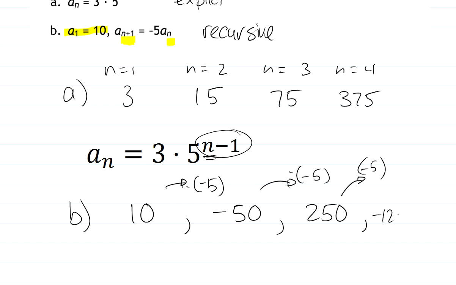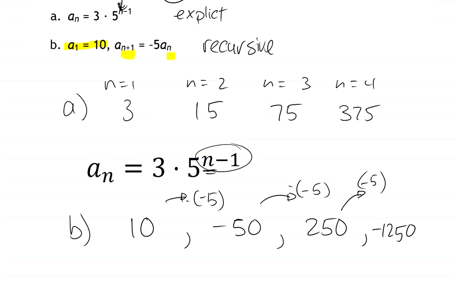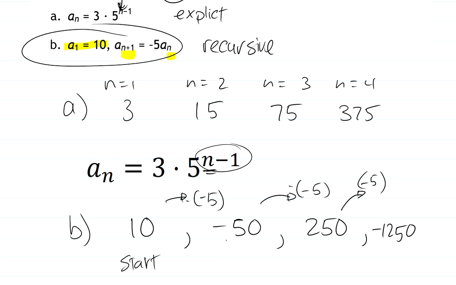Negative 1,250. Okay, so that's a nice review of what recursive definitions look like. Basically, it's just recording what you do to get to the next term in the pattern. So this is the recursive one right here. Remember, a recursive definition also has to tell you where you start. So we're starting at 10, and then what you do to move forward. In this case, we're multiplying by -5.